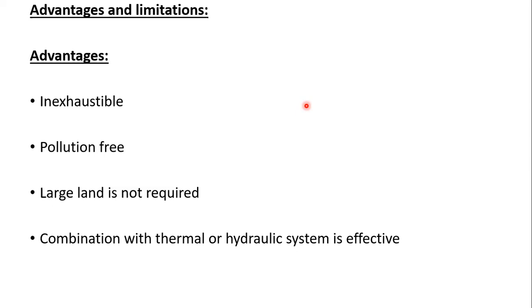The second one is pollution free. This tidal power generation is free from pollution and it does not use any fuel. If it does not use any fuel, it does not produce any unhealthy waste such as gases, ash and atomic refuse. So if it is not using any fuel, waste will not be emitted.